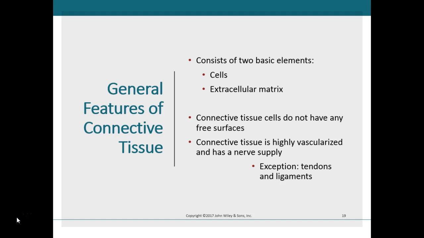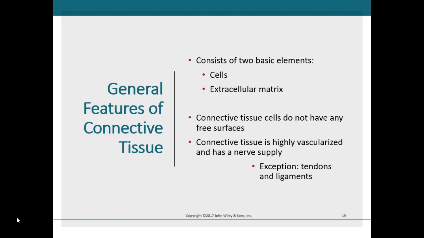Though connective tissues don't have any free surfaces. Remember when we looked at epithelial tissues, we had the cells attached to a basement membrane and they had a free or apical surface. Your connective tissues are not like that, so they don't form linings and covers. Instead, they connect one thing to another, or they're found between other types of tissues.